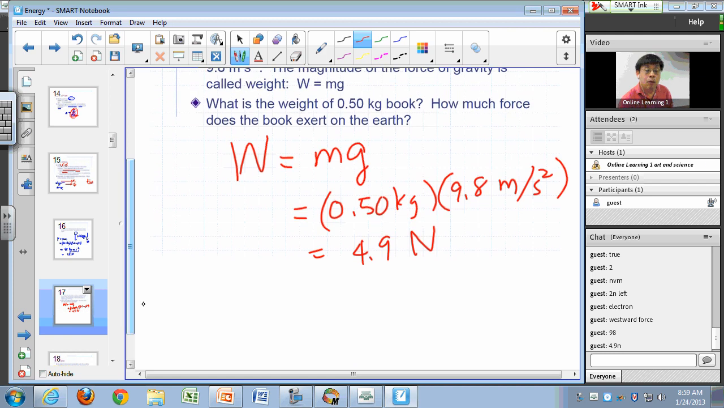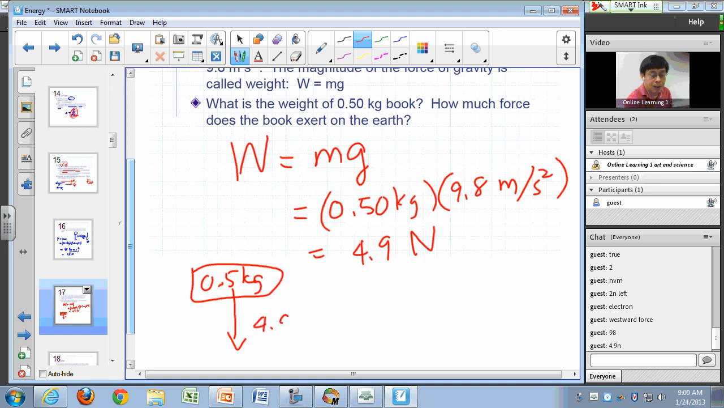Now, how much force does the book exert on the Earth? So if you have this book, it's a half kilogram book, so that's about a 1 pound book. The Earth is pulling it down with a force of 4.9 newtons downward. Okay? How much force does the book exert on the Earth?